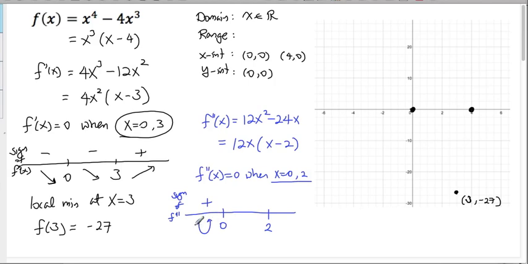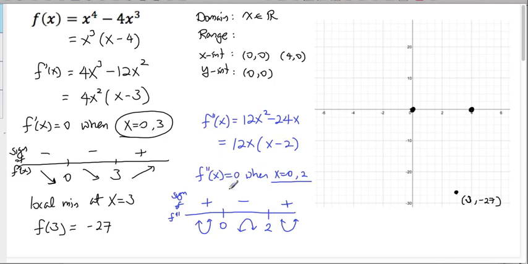We have concave up before 0. From 0 to 2, that's going to be negative, so f double prime is negative, concave down. And anything bigger than 2, that's going to be positive. You have a positive sign right there, concave up. So it turns out x equals 0 and x equals 2 are both points of inflection.